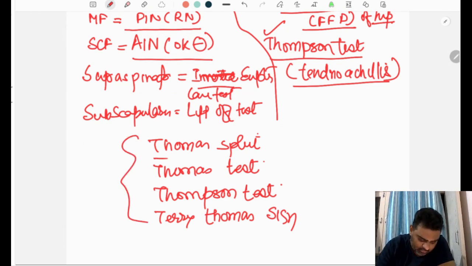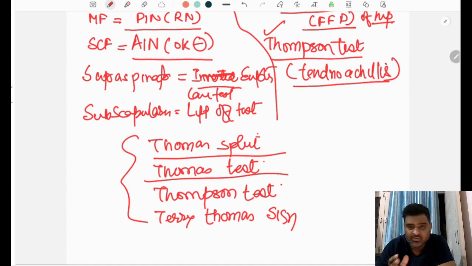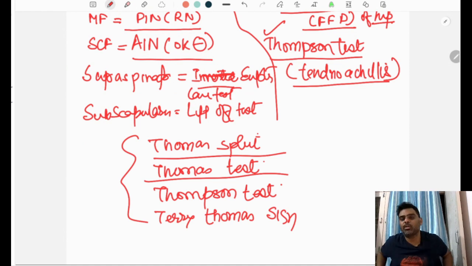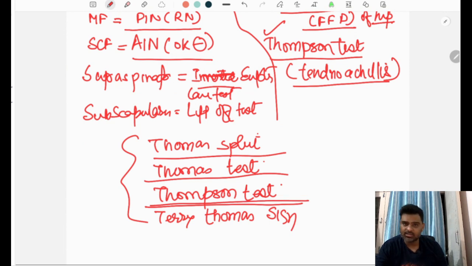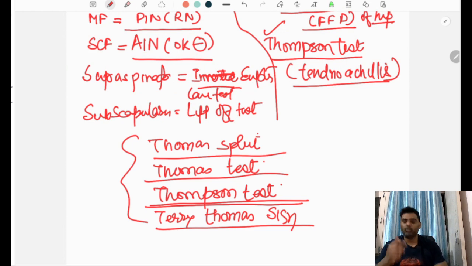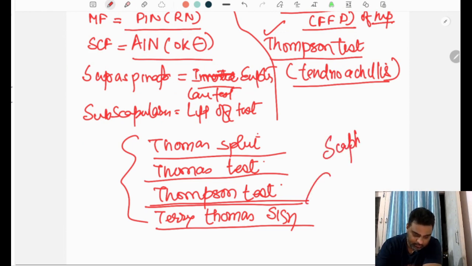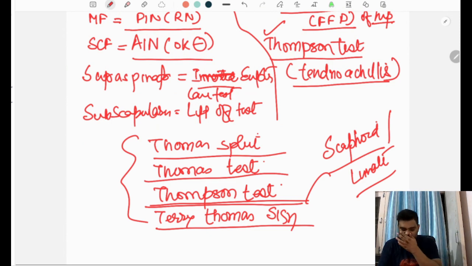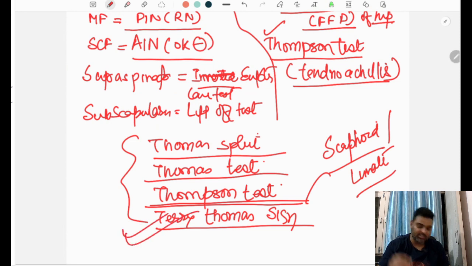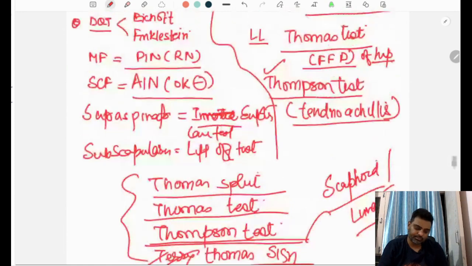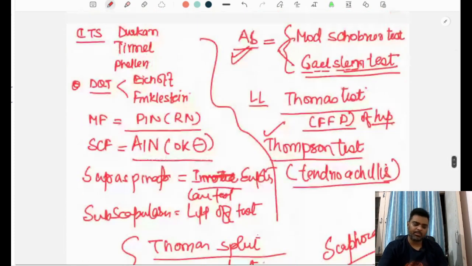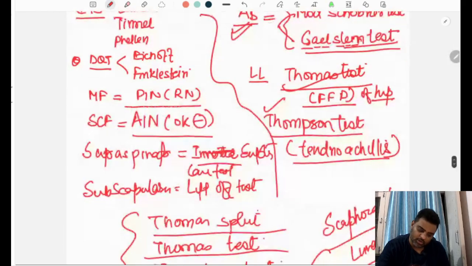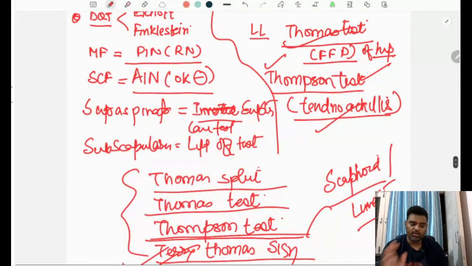Thomas splint is for femur fracture. Thomas test, we have just seen, is for fixed flexion deformity of the hip. Thompson test is for the tendo Achilles. And Terry Thomas sign, you have two bones, one is the scaphoid and the other is the lunate. If there is a dissociation of the scaphoid and lunate, then the sign which is seen on X-ray is known as the Terry Thomas sign. This has been asked in NEET PG. So in the lower limb, just remember the Thomas test for fixed flexion deformity and the Thompson test for the tendo Achilles.